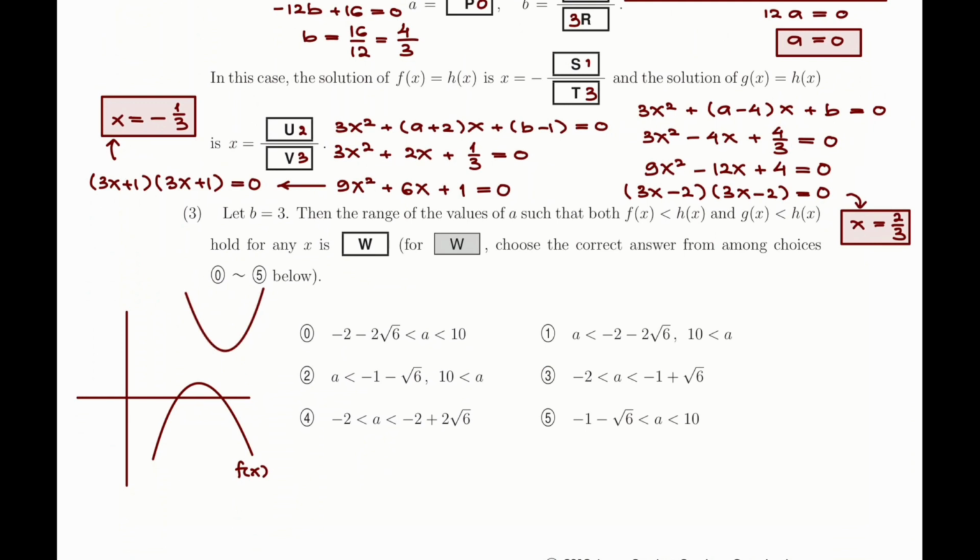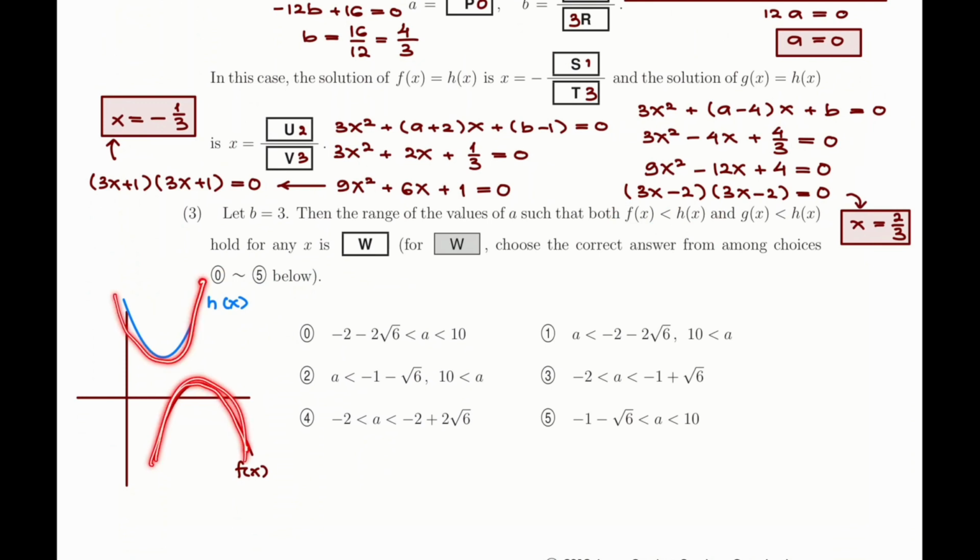This is h of x. I will give another color for h, let's say blue. Since f less than h, graphically, f less than h means f is below h. So all the parts of f must be below h. So the condition is something like this. F below h.